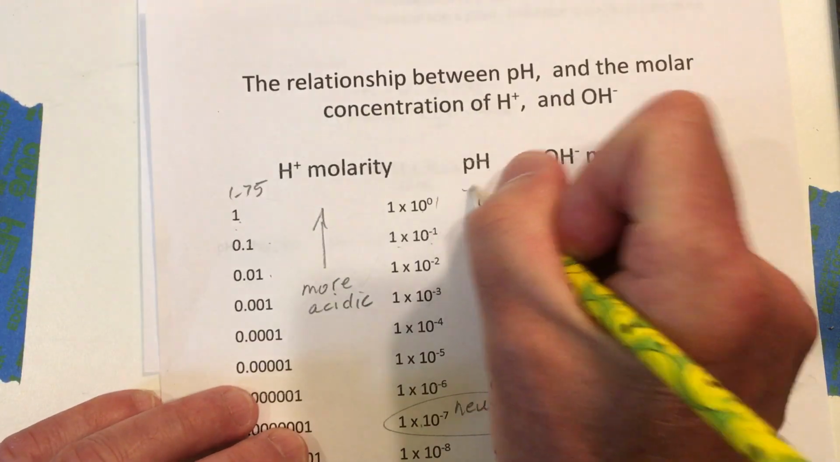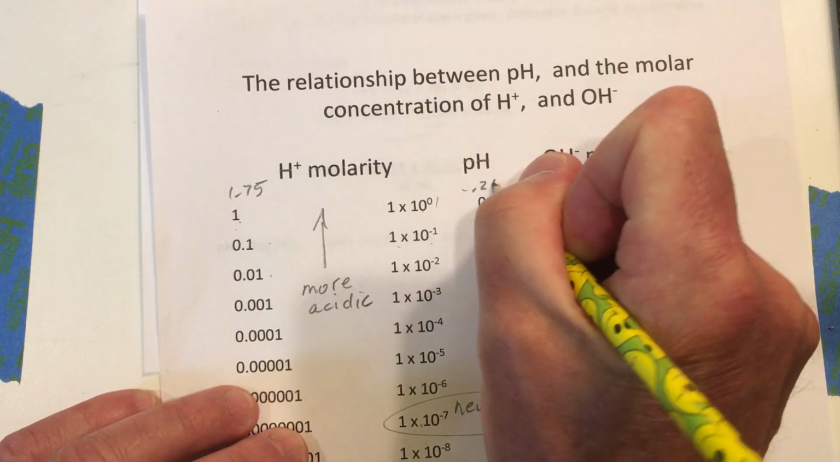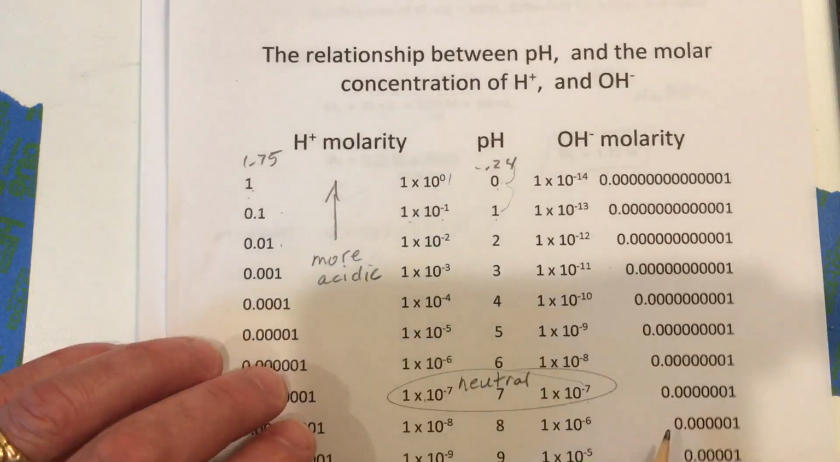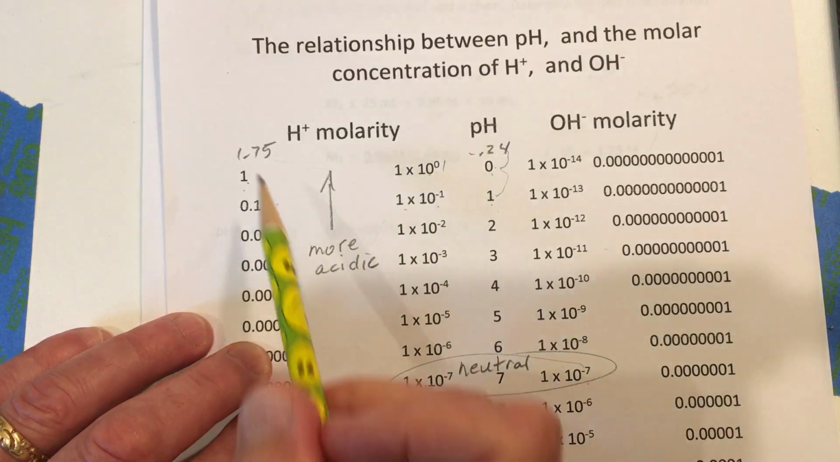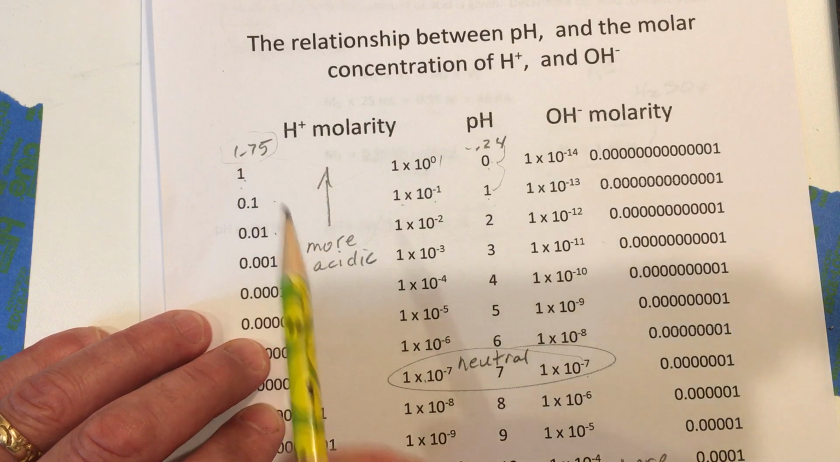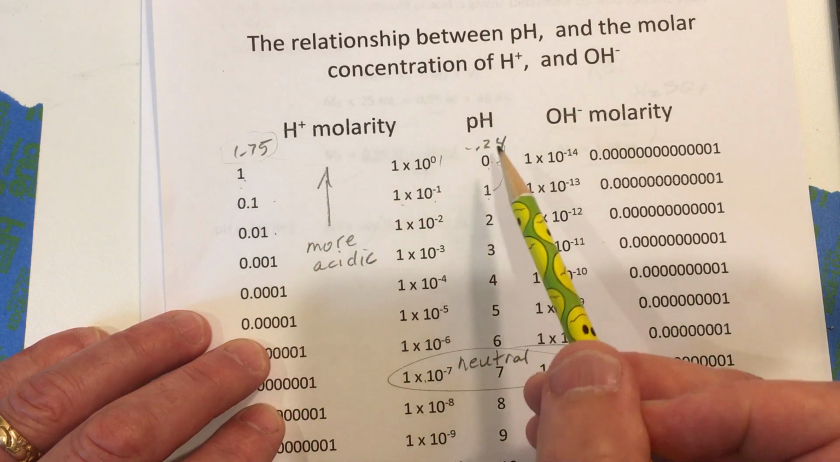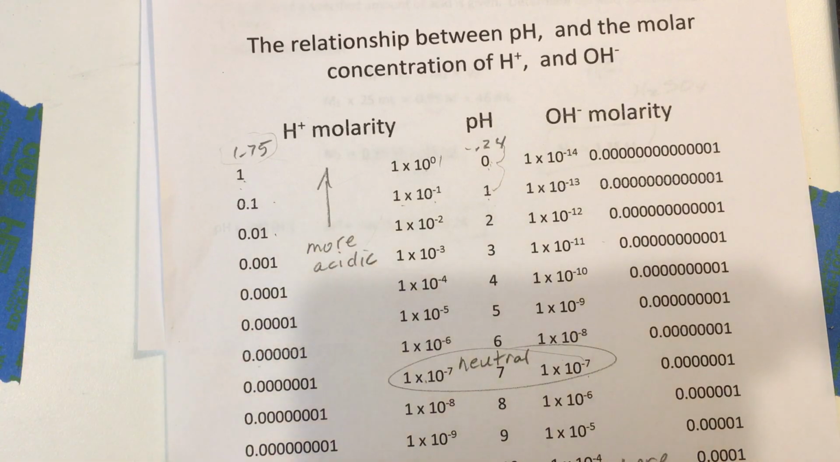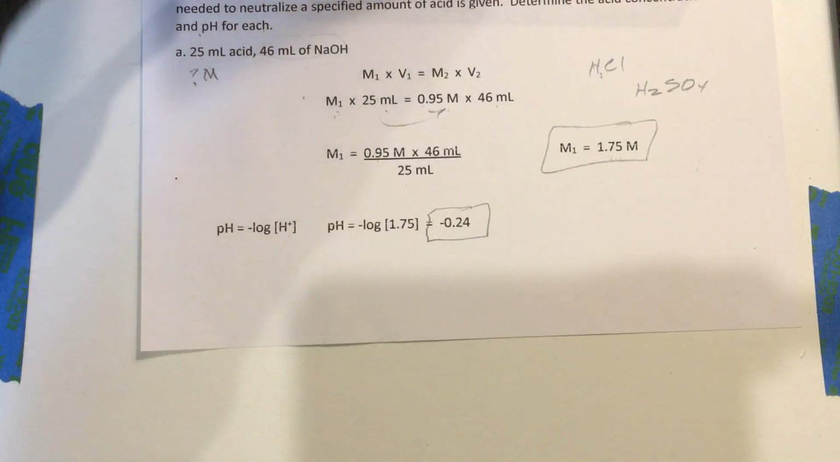So negative 0.24 is the pH, okay? Because the concentration is really quite high, greater than 1 molarity, so the pH is less than 0. There you go. That's the lesson.